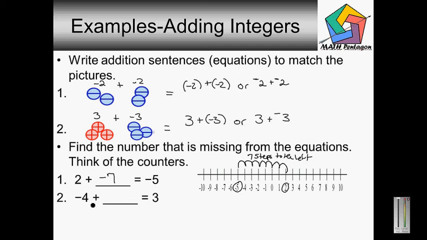Okay, let's go to the next example. We have -4 plus blank equals. So we start out at -4, and we need to get to +3. So we have to move 1 step, 2 steps, 3, 4, 5, 6, 7 steps. So it'd be 7 steps to the right. So it'd be -4 plus 7, and as you can see we landed on 3, so it equals 3. So -4 plus 7 equals 3, and that's our final answer for that question.